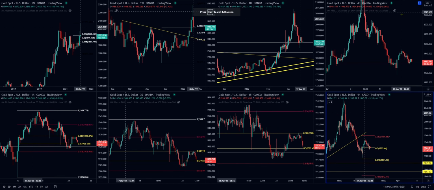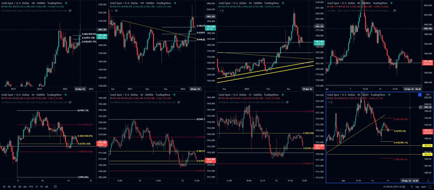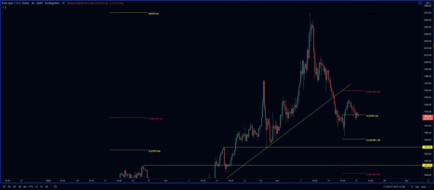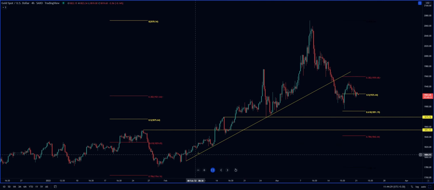For gold, we have already explained everything in weekly video, and we have all of these levels: 1880 and 1850 support zone, and this yellow trend line price can retest, and above that we have this 1975 horizontal resistance.